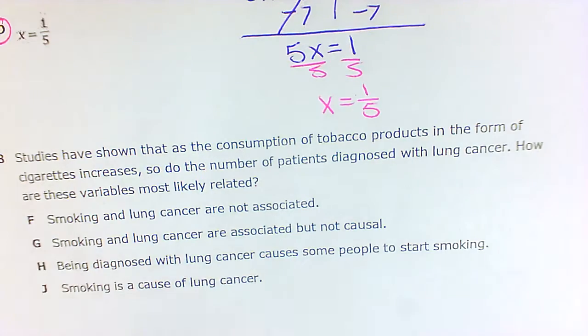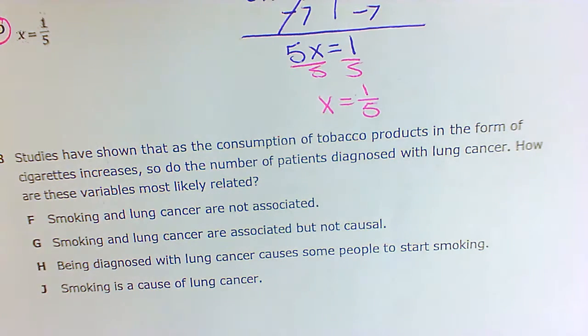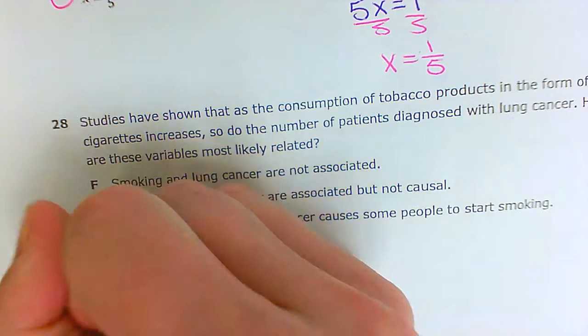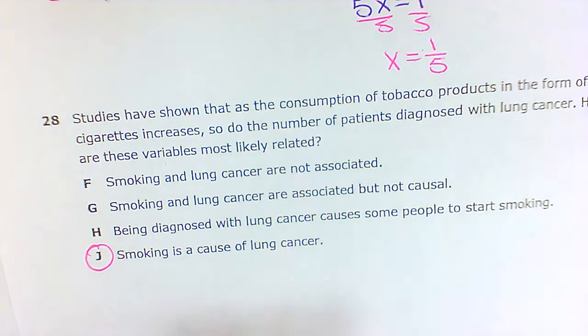Now for number 28, studies have shown that as the consumption of tobacco products in the form of cigarettes increases, so does the number of patients diagnosed with lung cancer. How are these variables most likely related? Now, I don't really like this question, so I'm not going to spend a whole lot of time on it, but it should be answer choice J.